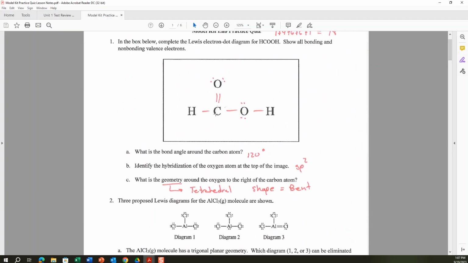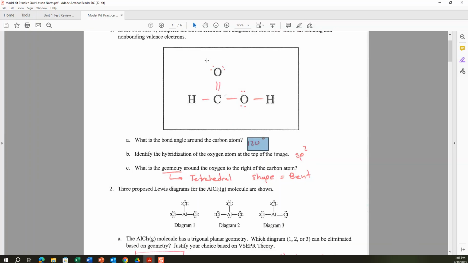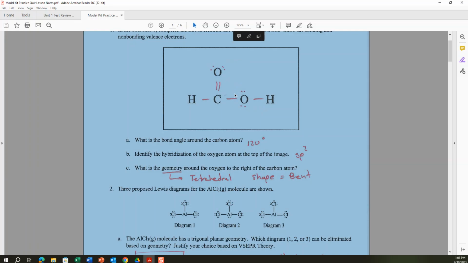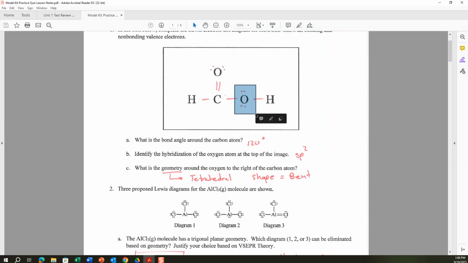Then it's asking you the bond angle around the carbon atom. Be careful. They drew it like it looks like 180, but we have 3 domains, so the bond angle is going to be 120. It asks for the hybridization of this oxygen. This oxygen has 3 domains around it, so it's sp2 hybridized. If they asked about this other oxygen, it would be sp3 because it has 4 domains around it.